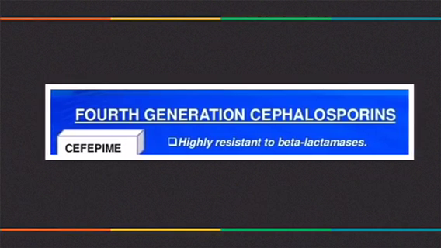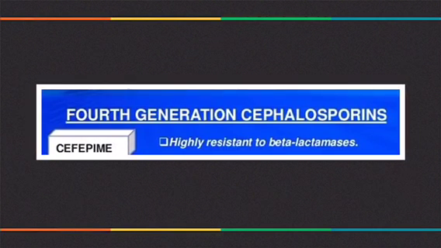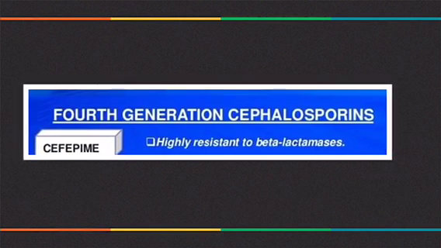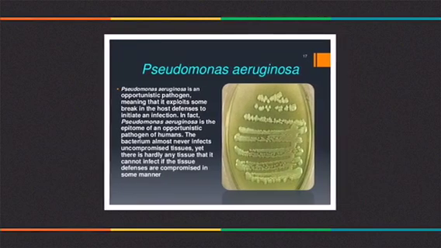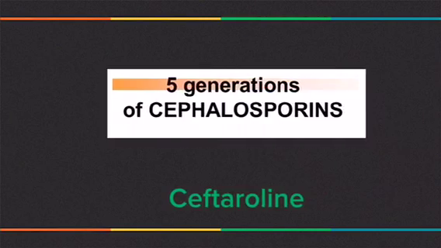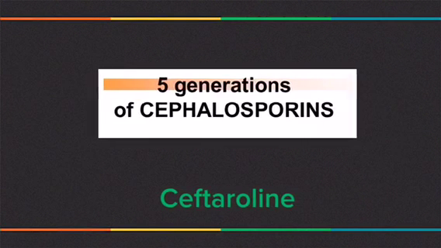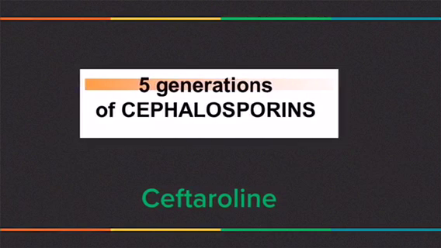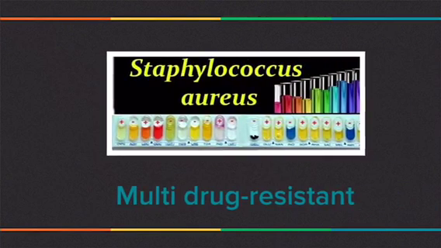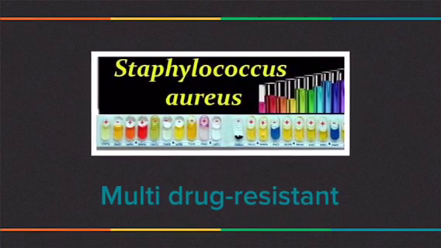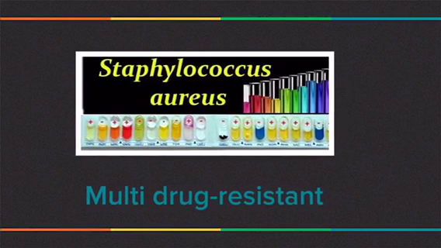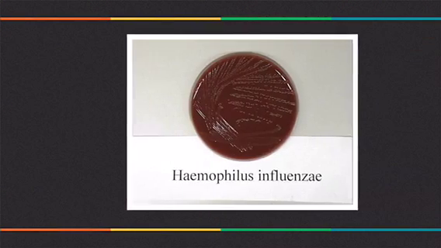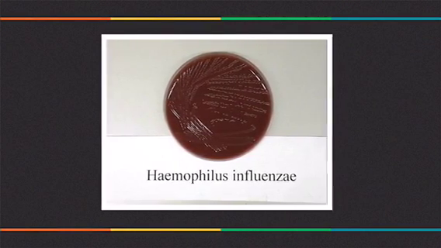Cefepime is an example of the 4th generation of cephalosporins, and the sensitive organism is Pseudomonas aeruginosa. Ceftaroline is an example of the 5th generation of cephalosporins, and the sensitive organisms are: number 1, multi-drug resistant Staphylococcus aureus. Number 2, Streptococcus pneumoniae. And number 3, Haemophilus influenzae.